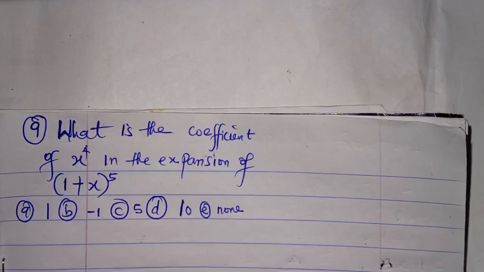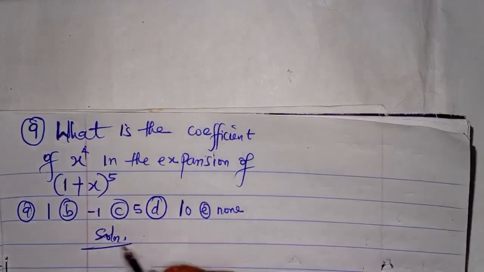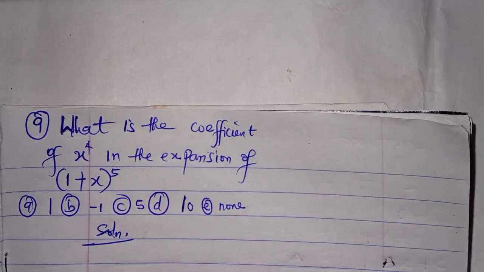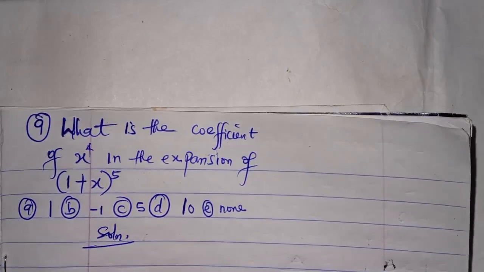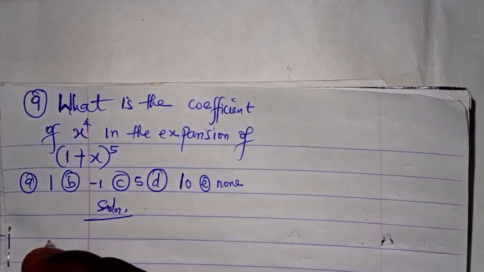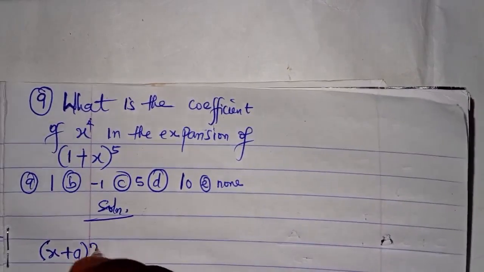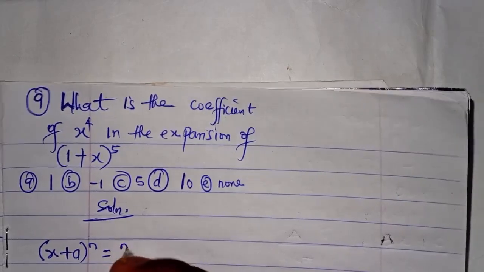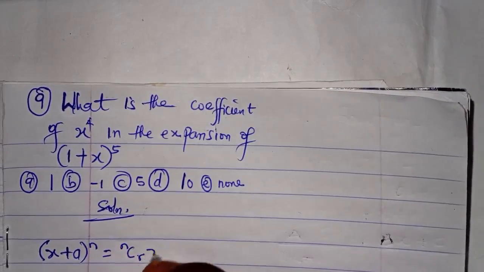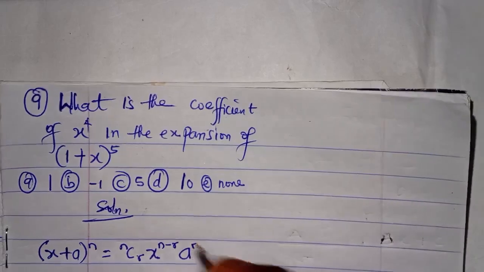What is the coefficient of x to the power of 4 in the expansion of 1 plus x all to the power of 5? This is a question under binomials, and let's solve it. We are going to make use of the general term for a binomial expansion. The general term, if we have x plus a to the power of n, is n combination rho into x to the power of n minus rho into a to the power of rho.